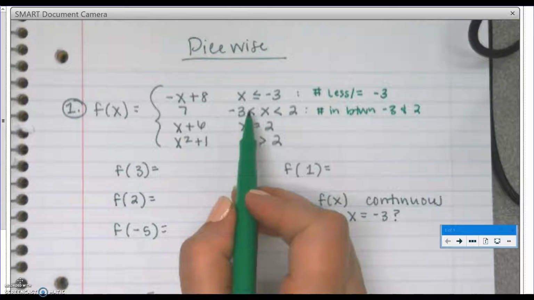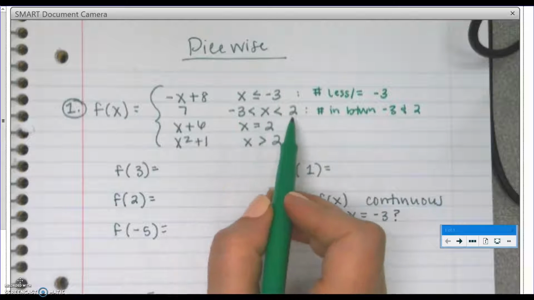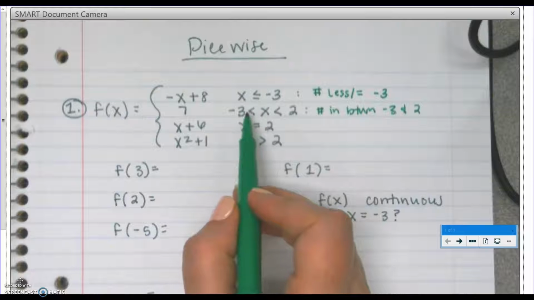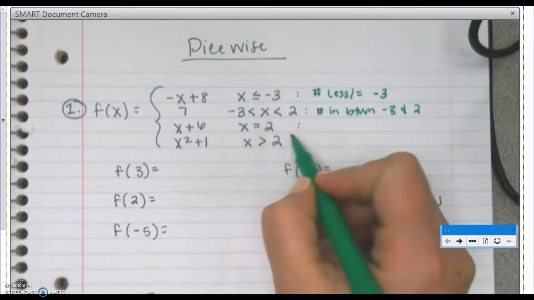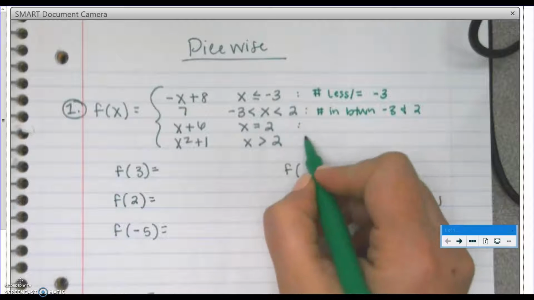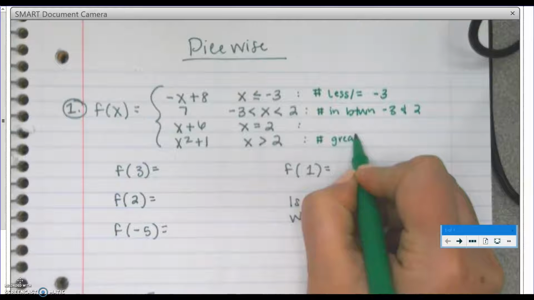they would go with an open circle. So if I was trying to plug in exactly -3 or exactly 2, I would not use this piece because those are open symbols. All right, the next one, pretty obvious. I'm only going to use that piece if it actually equals 2. And this is for numbers greater than 2.